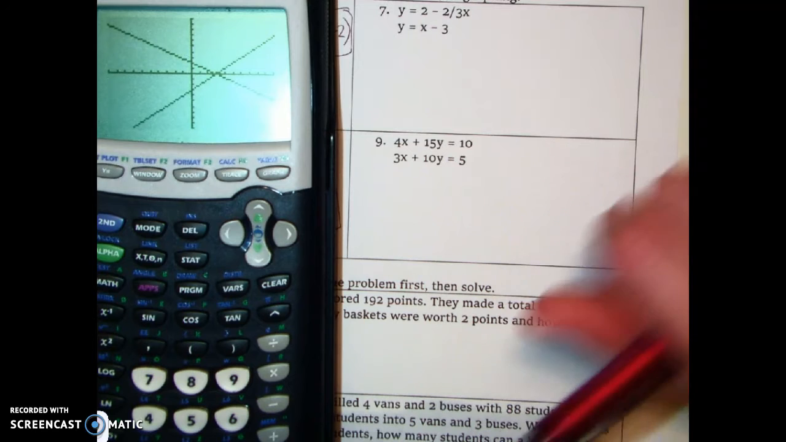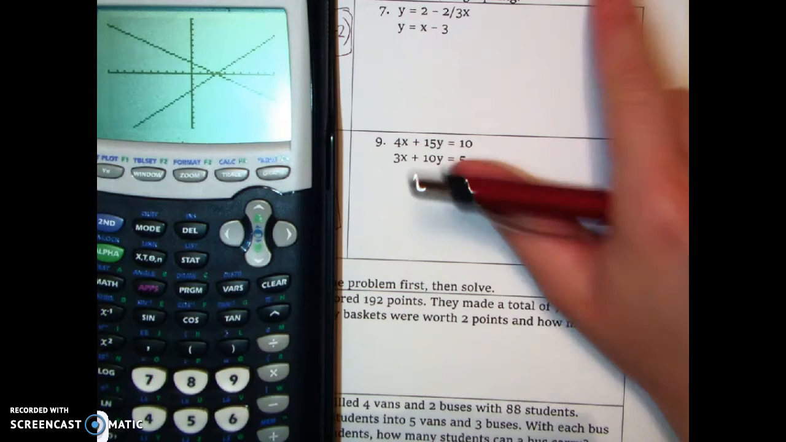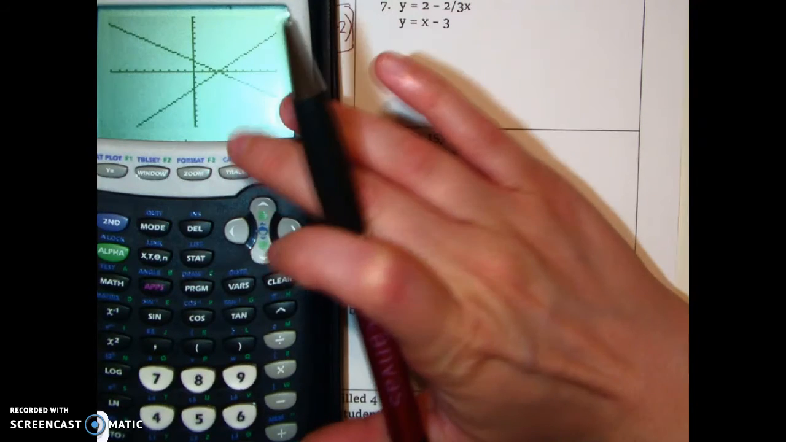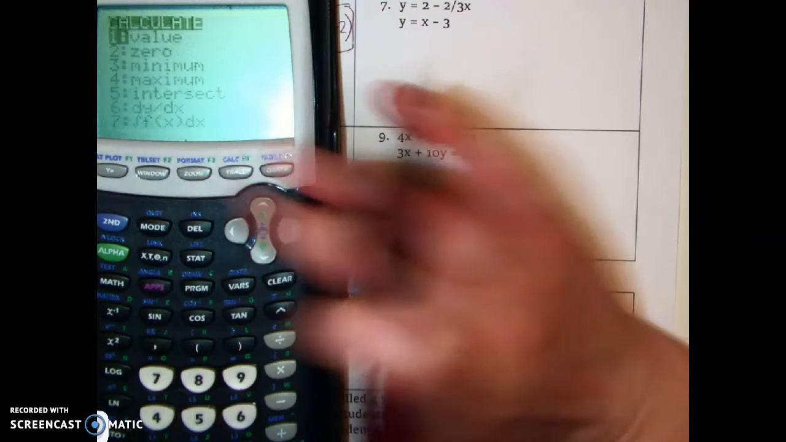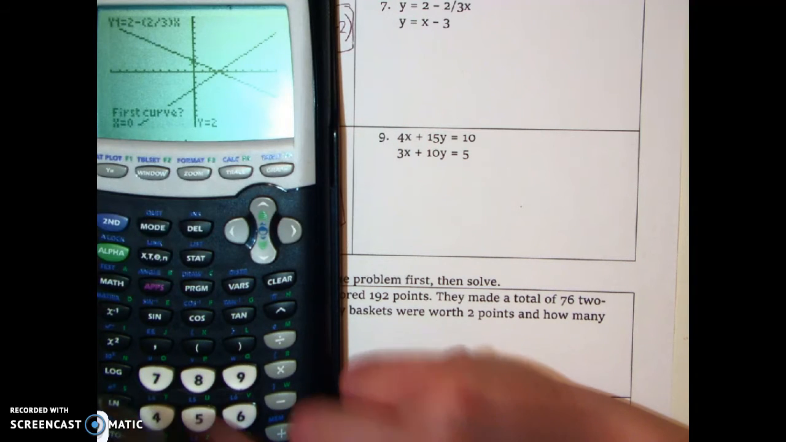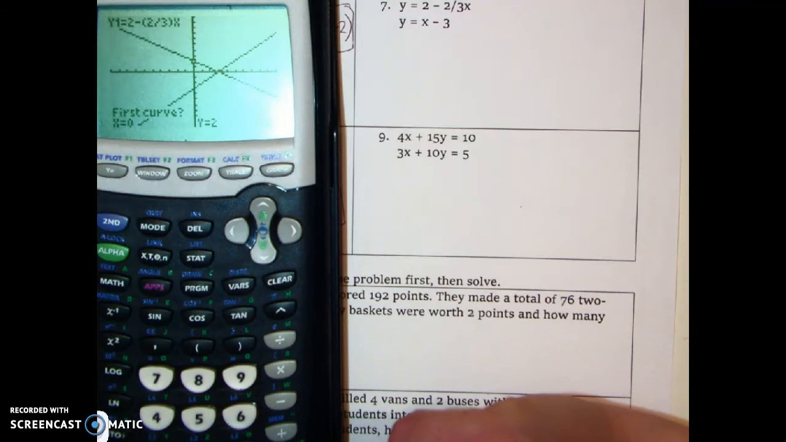Okay, so those are my 2 lines. And to find the actual answer, you need to find the intersection. So for that one, you go to trace. Whoops, just kidding, second trace. And then down to number 5, or you can just hit 5. And for first curve, just hit enter because it's on the first line. For second curve, hit enter again if it's on that second line.